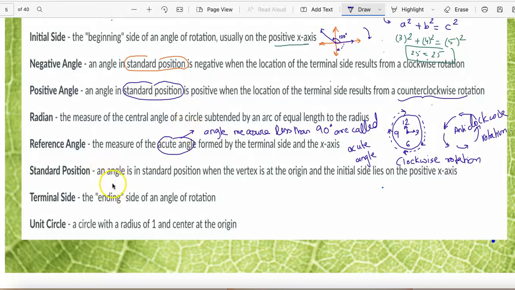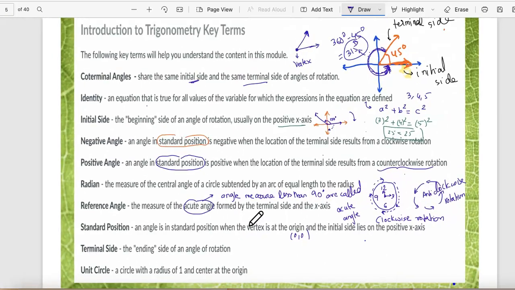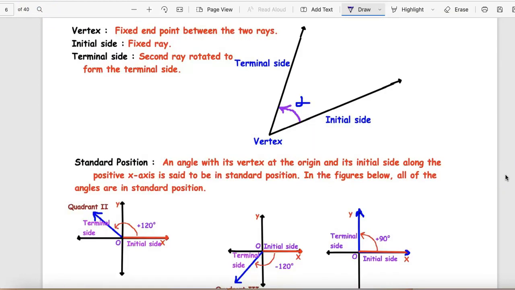Standard position, I already explained to you earlier. An angle is in standard position when the vertex is at the origin, meaning 0, 0, and the initial side lies on the positive x-axis. That was the example which I explained to you. Terminal side, that's the ending side of the angle of rotation. This is the terminal side over here. And unit circle, the word unit means 1. A circle with a radius of 1 and center at the origin is called a unit circle. Make sure you copy all of these notes in your binder.